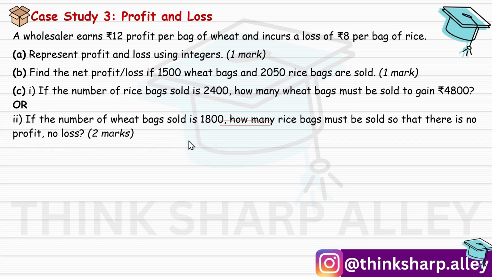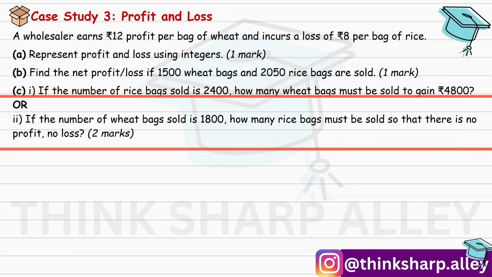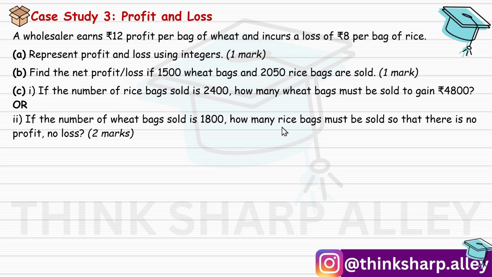Now let's see the OR part of this question. If the number of wheat bags sold is 1800, how many rice bags must be sold so that there is no profit, no loss? We have been asked to find out number of rice bags. So immediately my first statement would be, let the number of rice bags be x. Now number of wheat bags is given and number of rice bags we have taken x. So we can find out the profit on wheat bags and loss on rice bags.